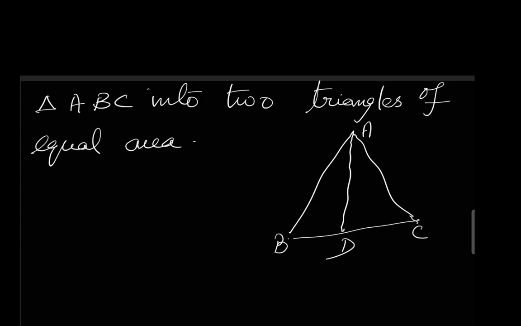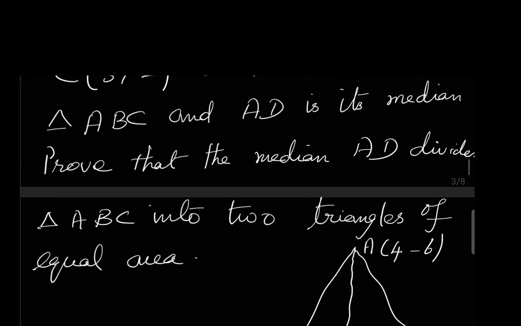See the sum, I already gave you in part 2. So this is different coordinates. You can also try the sums. A is (4, -6) and B is (3, -2) and C is here given (5, 2). See, they mentioned AD is its median.